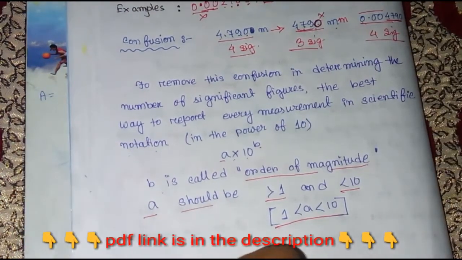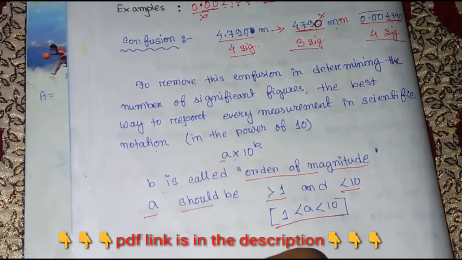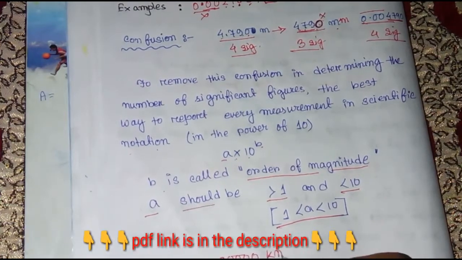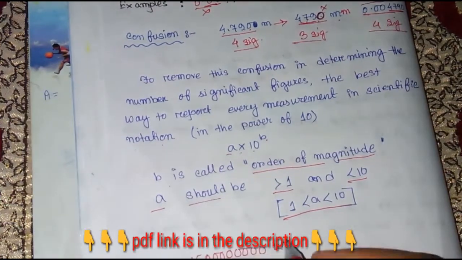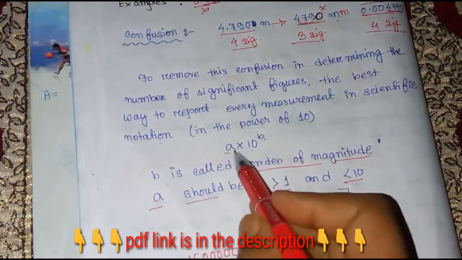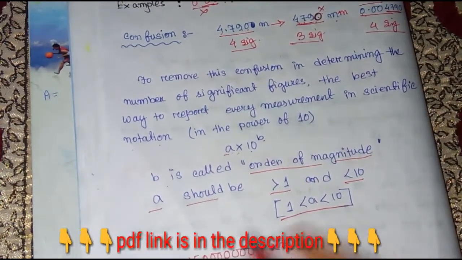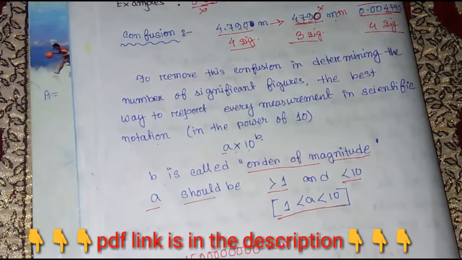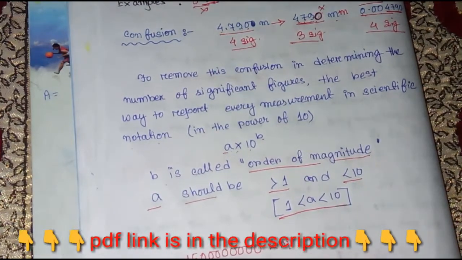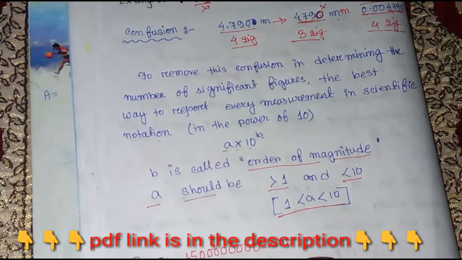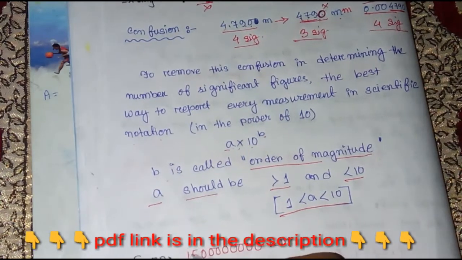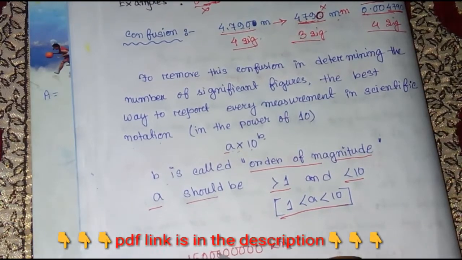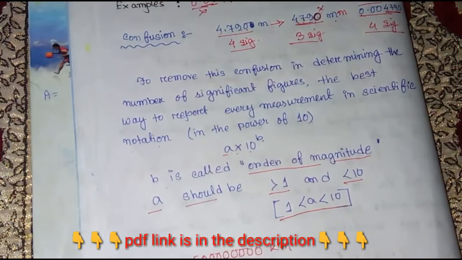Suppose you are given the distance from the earth to the sun in kilometers. How do we write it? You have to write a first, and a should be greater than 1 and less than 10. Here you see a 15-digit number, so you place the decimal point and count how many digits are after it: 1 2 3 4 5 6 7 8 9. So you write 10 to the power 9.